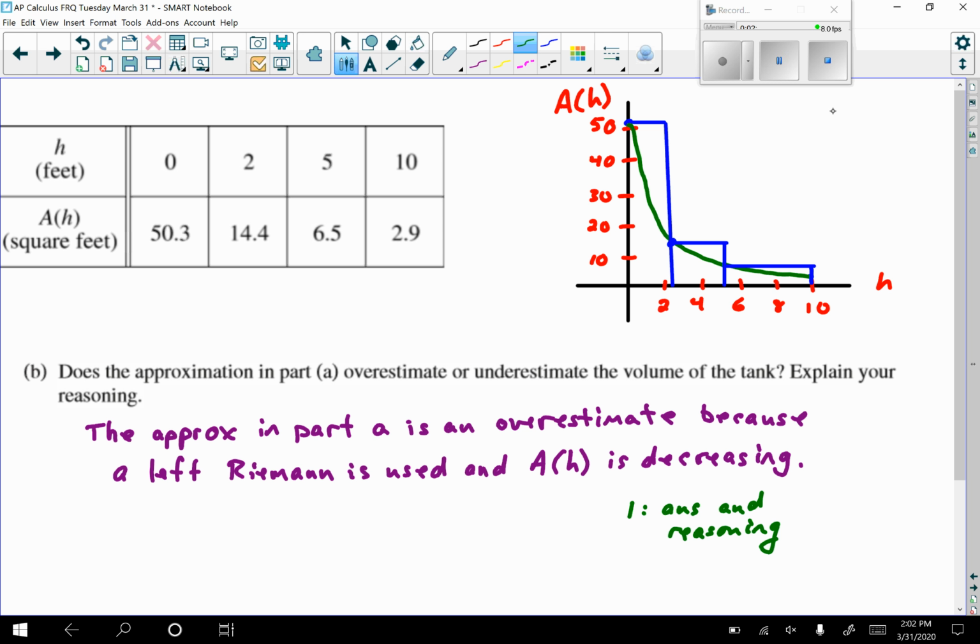For part B, it says, does the approximation in part A overestimate or underestimate the volume of the tank? Explain your reasoning. Well, showing this graph might be counted as enough points, but if not, we definitely want to write it out this way. Notice how we would have this area above the curve, so this is definitely going to be an over approximation. The 2 reasons that tie together are that a left Riemann sum is used and the area is decreasing. You want to mention both of those, or again, I believe including the graph should count. But this one is only worth 1 point for the answer along with the reasoning.